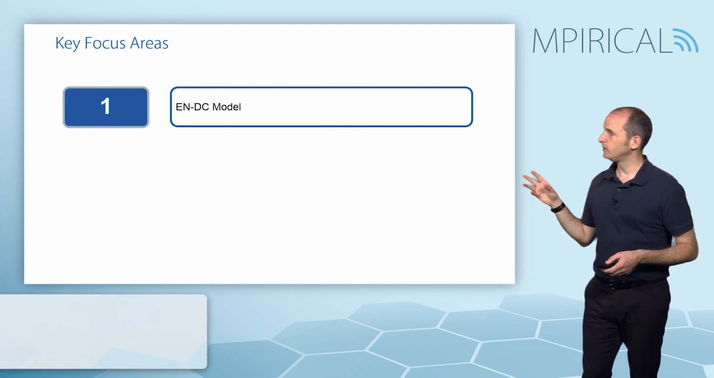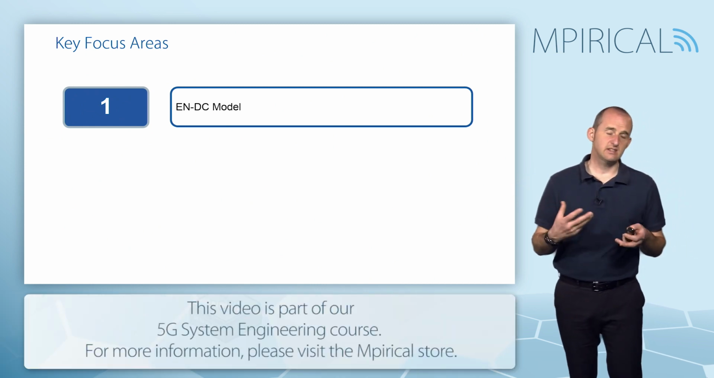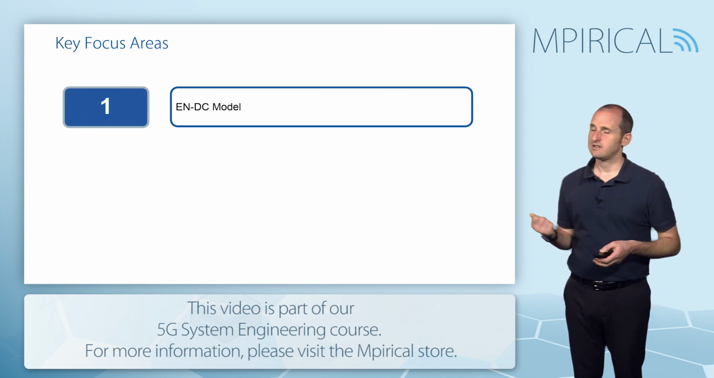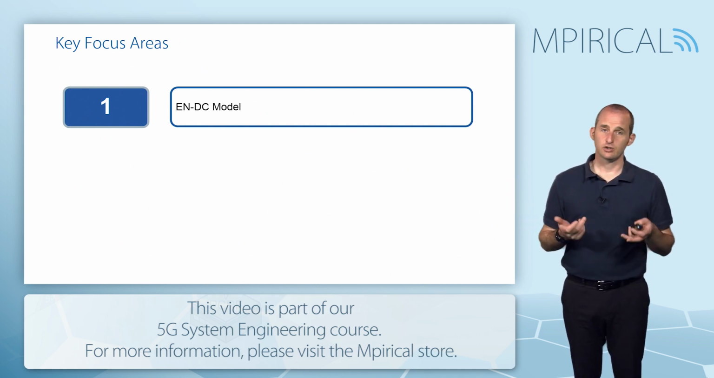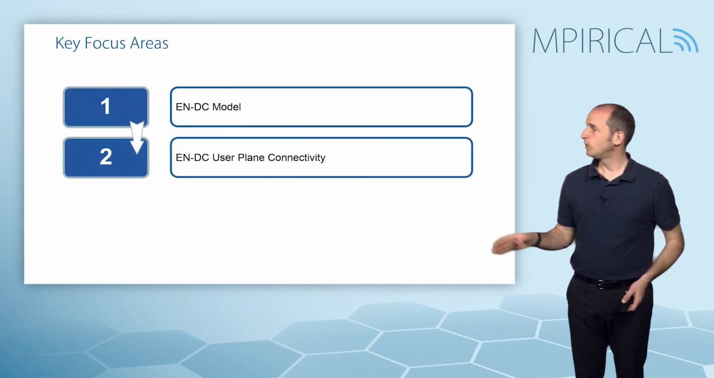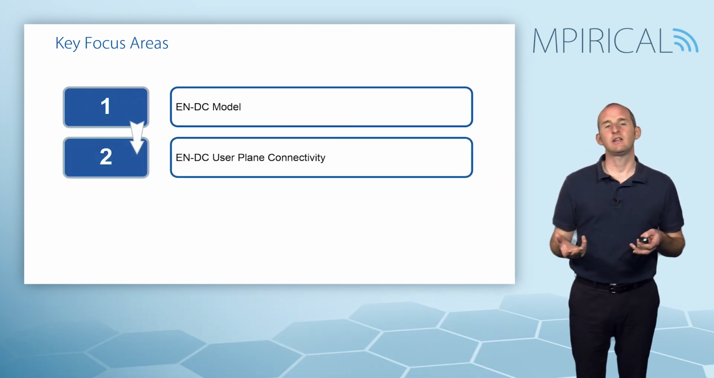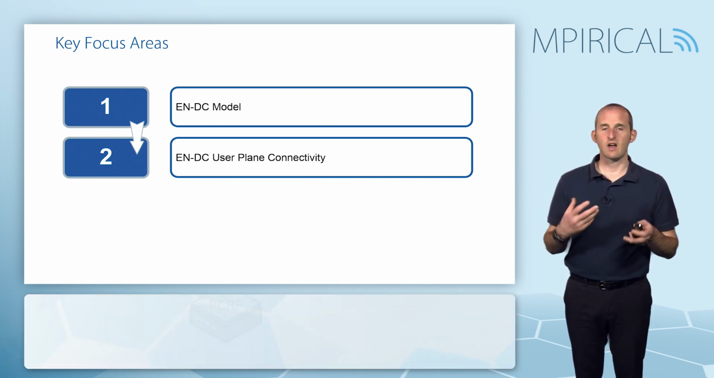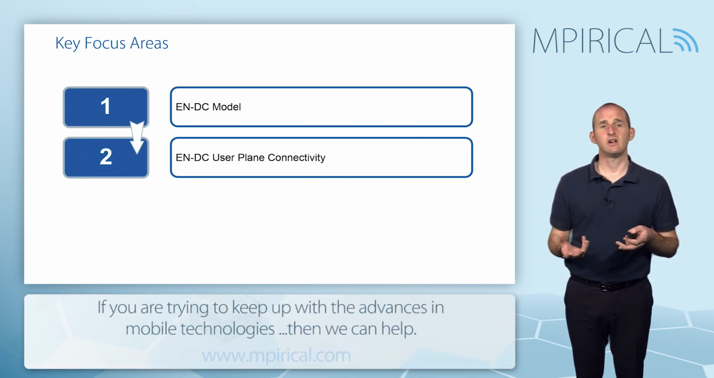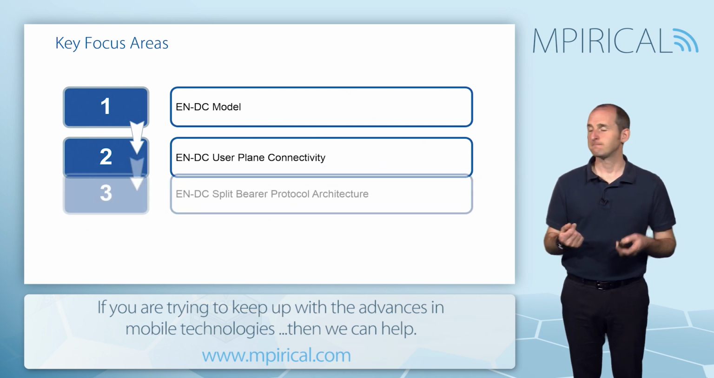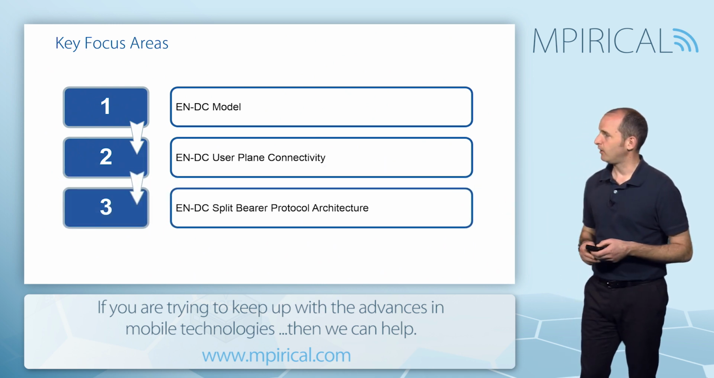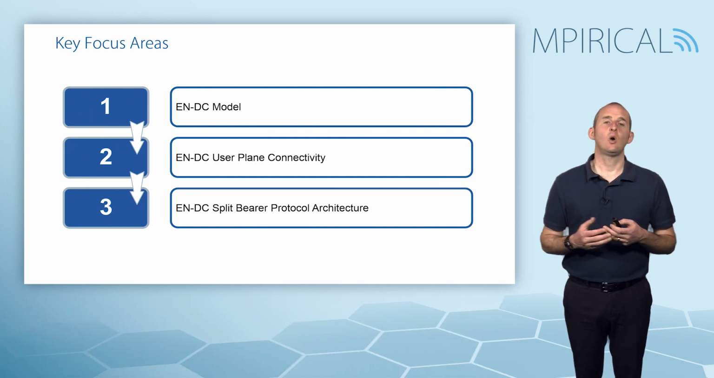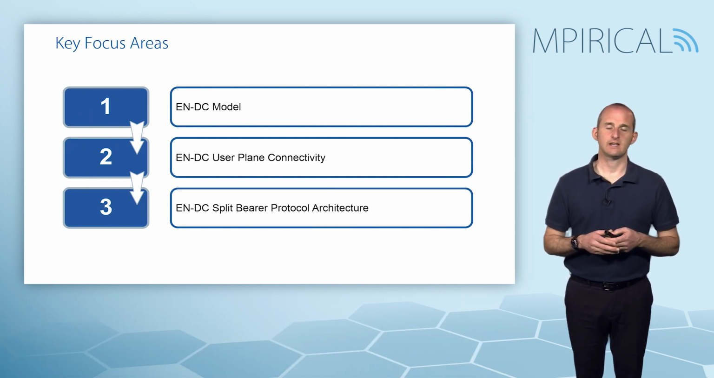So to begin with, we'll look at the ENDC model because this is what NSA is actually based on. So ENDC is E-UTRA New Radio Dual Connectivity. We'll also consider the user plane connectivity associated with ENDC operation. So this is the various E-RAB bearer configurations that can actually be permitted. And then finally, we'll recap on the split bearer protocol architecture that's encountered when ENDC is operating.